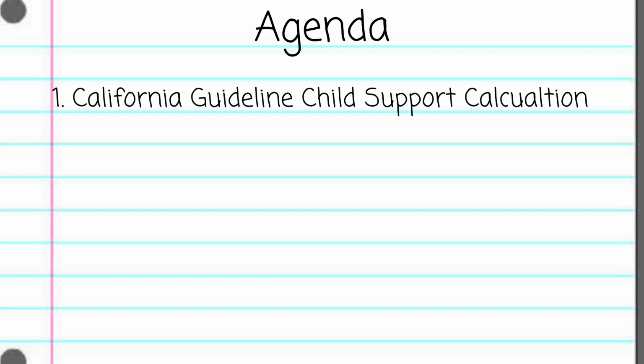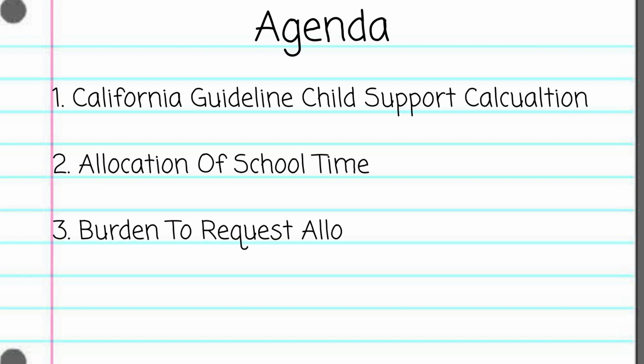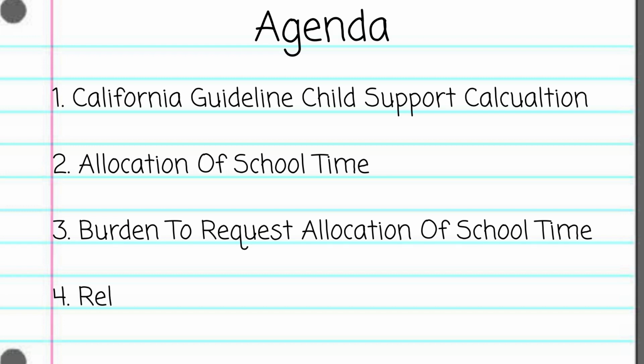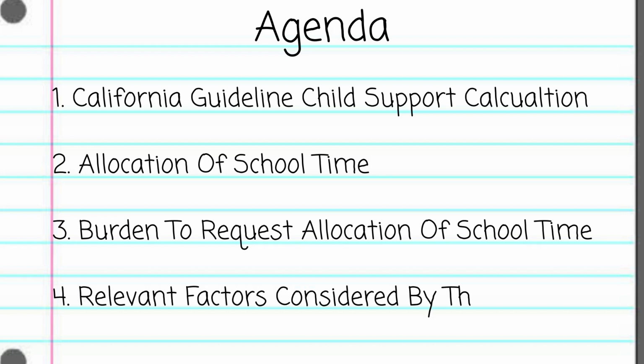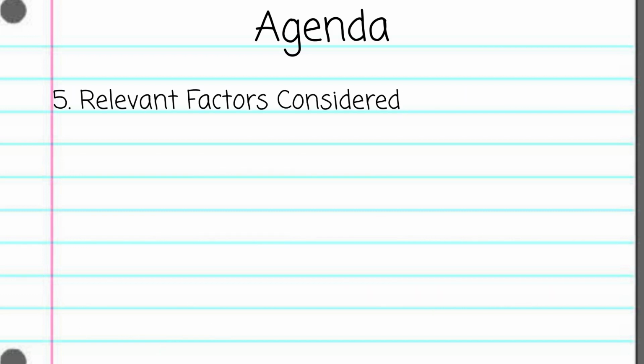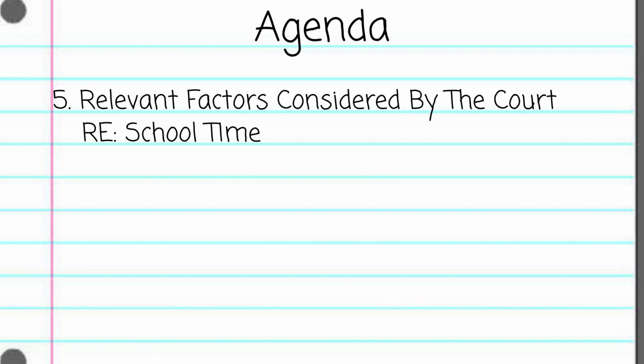Agenda. This video will cover the following subtopics. 1. California Guideline child support calculation. 2. Allocation of school time. 3. Burden to request allocation of school time. 4. Relevant factors considered by the court regarding daycare. 5. Relevant factors considered by the court regarding school time.